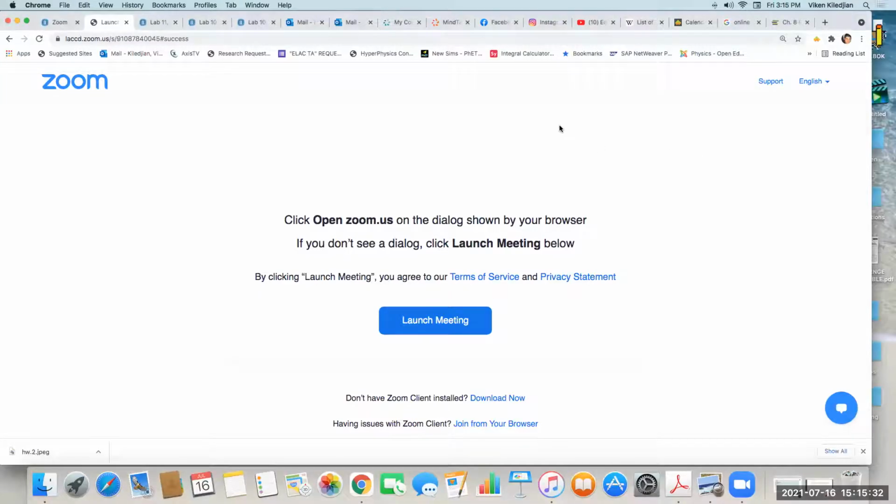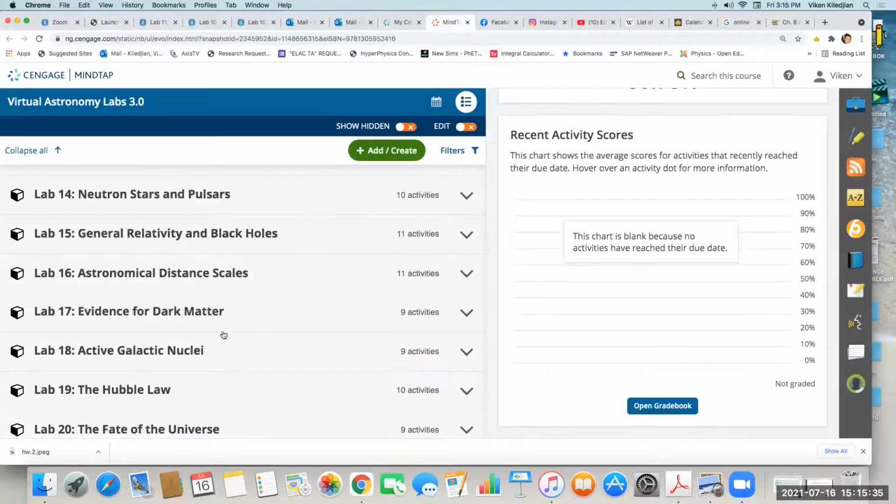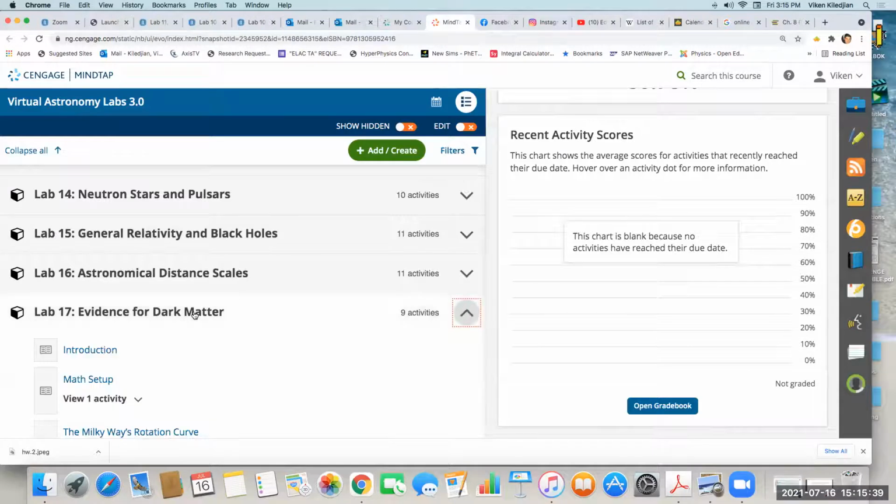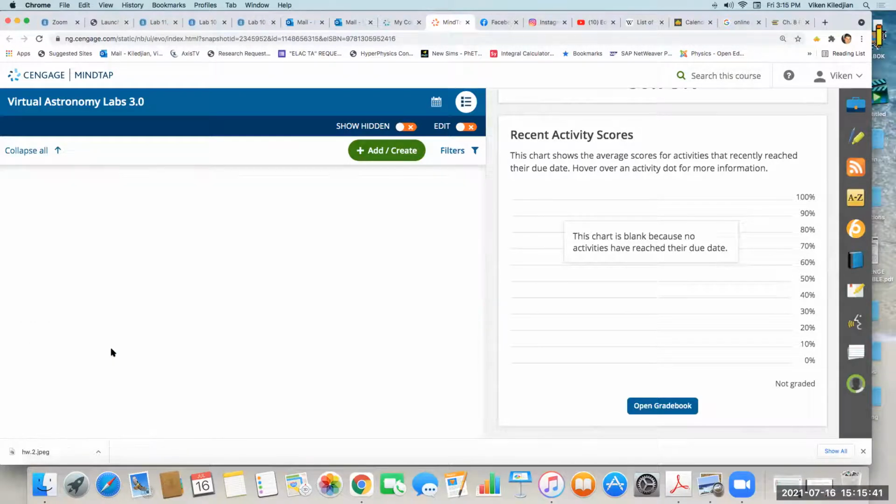Okay, we are back. Let's go for our next lab. This one's going to be on evidence for dark matter, getting into really interesting topics.